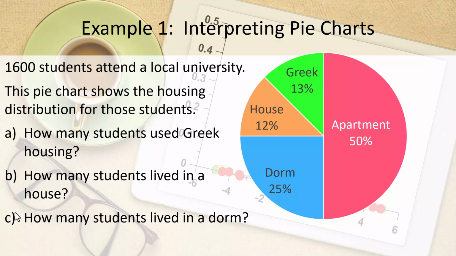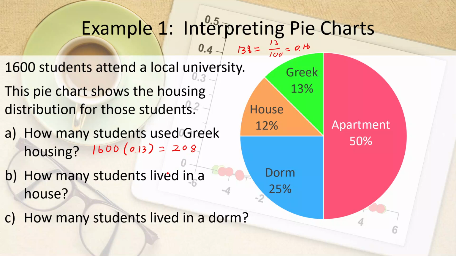Now remember, when we do that calculation, we cannot work with percentages. We can only work with decimals. So 13% is equal to 13 divided by 100, or 0.13. So the students that are using Greek housing is going to be equal to 1,600 times 0.13, and that will give us 208 students.